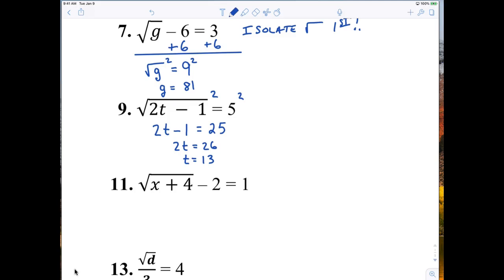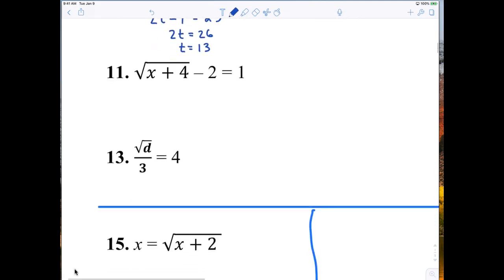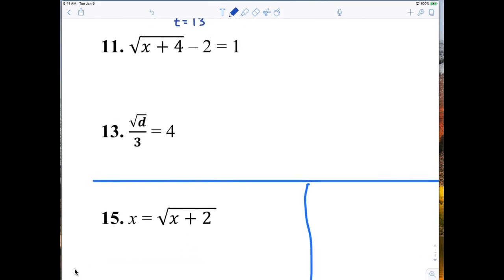Anybody have any questions? Okay, so tell me about number 11. What should I do on number 11? Don't you add the 2? Yep, add 2. So you're going to write underneath that the square root of x plus 4 equals what? 3. Then you square each side. So I have x plus 4 equals 9. And so minus 4. Then x equals 5.